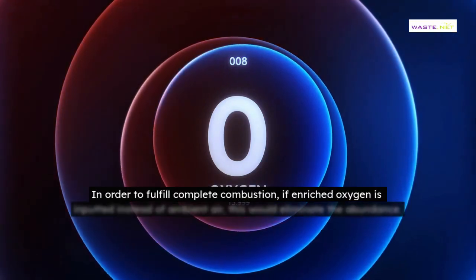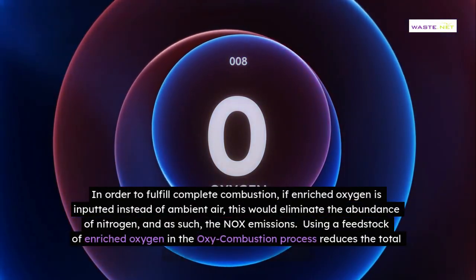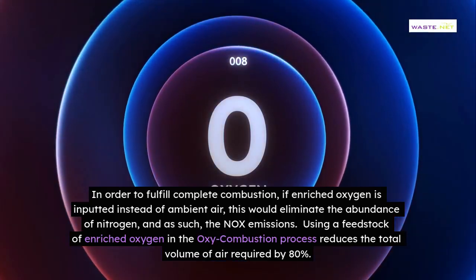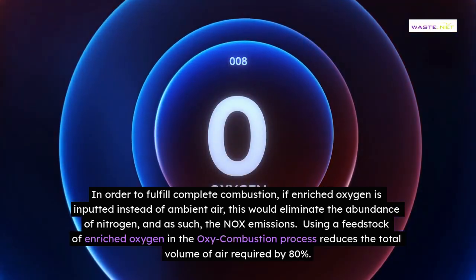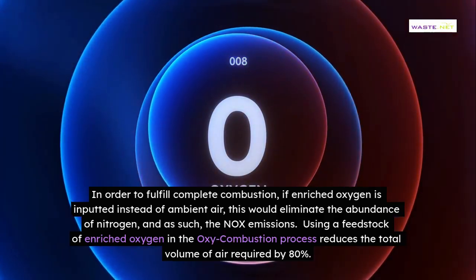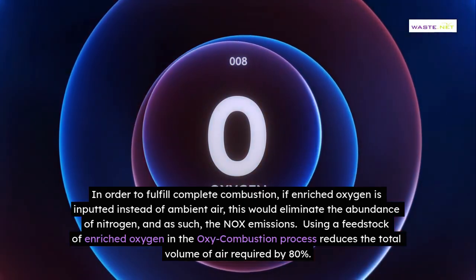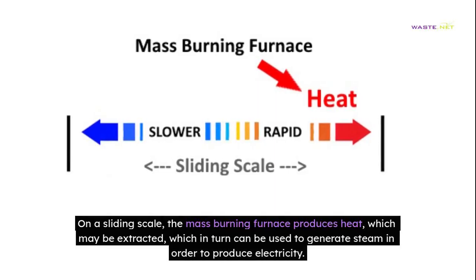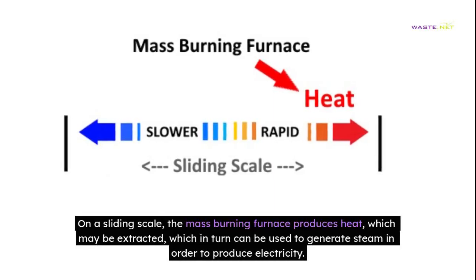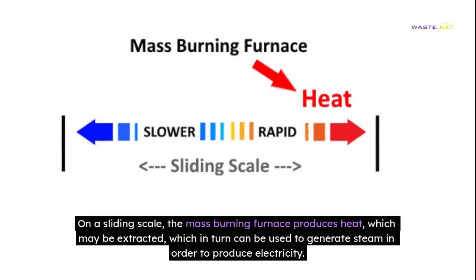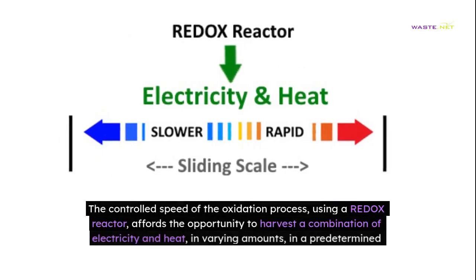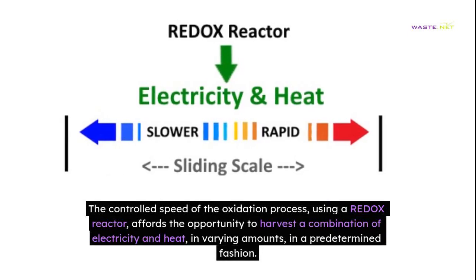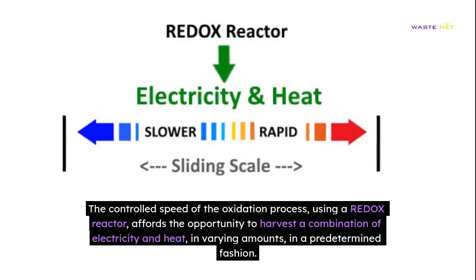In order to fulfill complete combustion, if enriched oxygen is inputted instead of ambient air, this would eliminate the abundance of nitrogen, and as such, the NOx emissions. Using a feedstock of enriched oxygen in the oxy-combustion process reduces the total volume of air required by 80%. On a sliding scale, the mass burning furnace produces heat, which may be extracted, which in turn can be used to generate steam in order to produce electricity. The controlled speed of the oxidation process, using a redox reactor, affords the opportunity to harvest a combination of electricity and heat, in varying amounts, in a predetermined fashion.